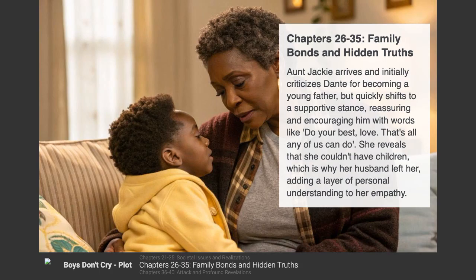Chapters 26-35, Family Bonds and Hidden Truths. Aunt Jackie arrives and initially criticizes Dante for becoming a young father, but quickly shifts to a supportive stance, reassuring and encouraging him with words like, "Do your best, love. That's all any of us can do." She reveals that she couldn't have children, which is why her husband left her, adding a layer of personal understanding to her empathy.